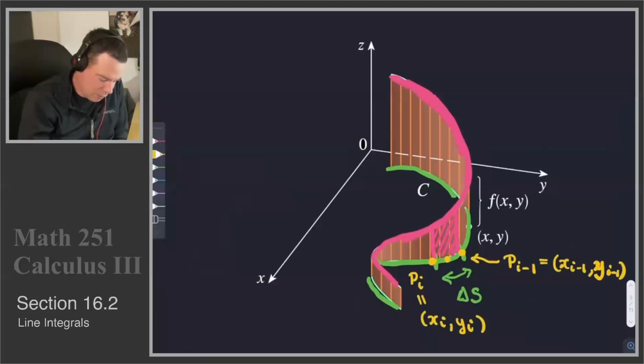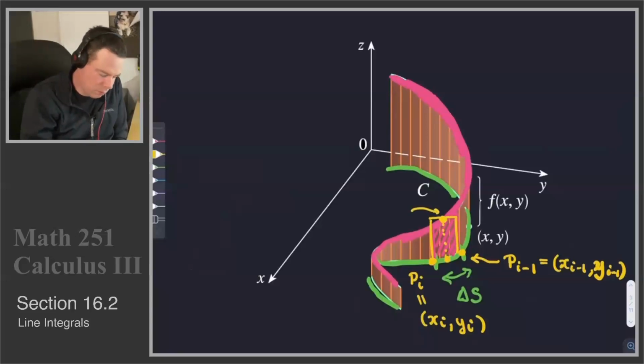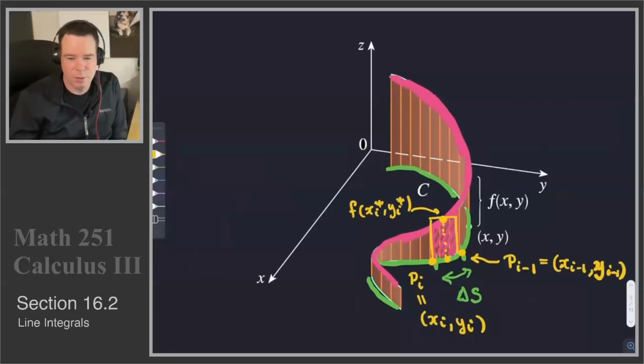So what I'm going to do is pick a sample point, go up, sample the height value there, and then just cap it off. And so I will form a surface that has constant height along the surface, and its base, if I flatten it out, is basically a rectangle whose base is delta S and whose height is going to be f of xi star, yi star, the function value at the sample point. So now I've got a rectangle with height f of xi star, yi star and whose base is delta S.